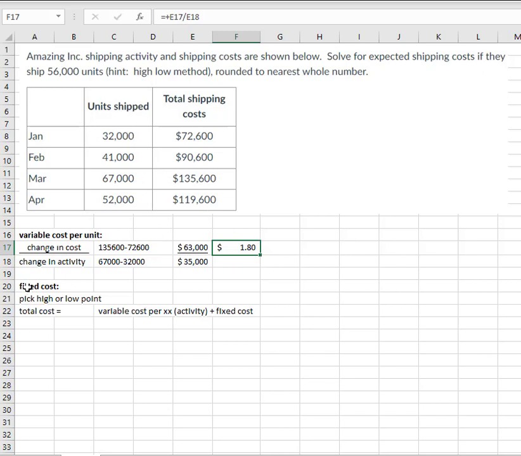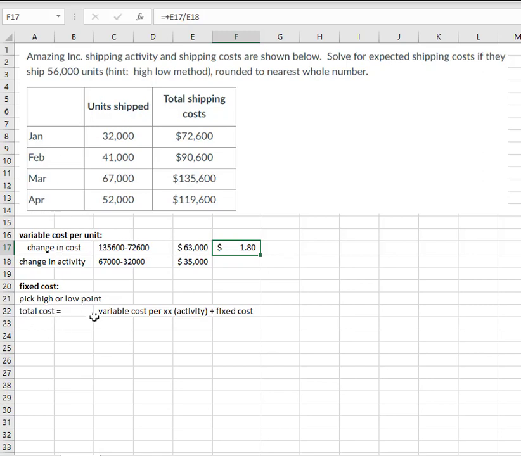Okay, so now to solve for the fixed cost, you pick either the high or the low unit. They'll both have the same intercept on a line, on a graph. And so you'll get the same answer both ways. If you don't believe it, then do it both ways. It's great practice. All right, so I'm going to pick the high point. So the high point was March.